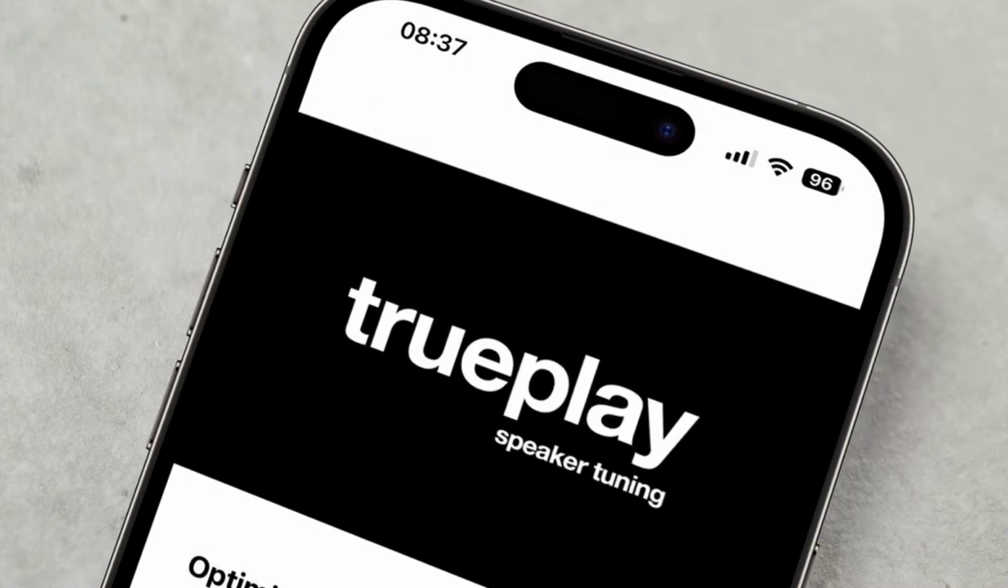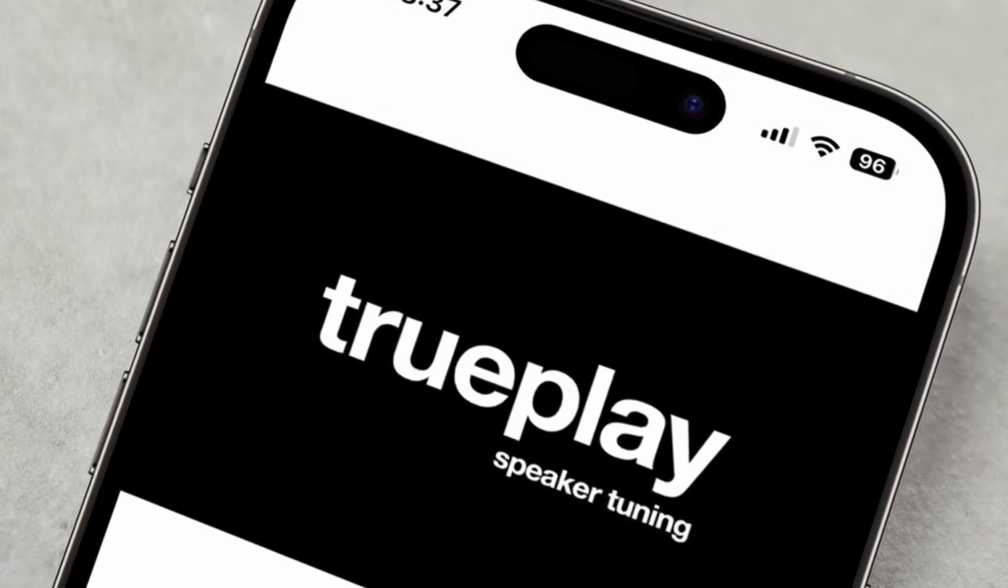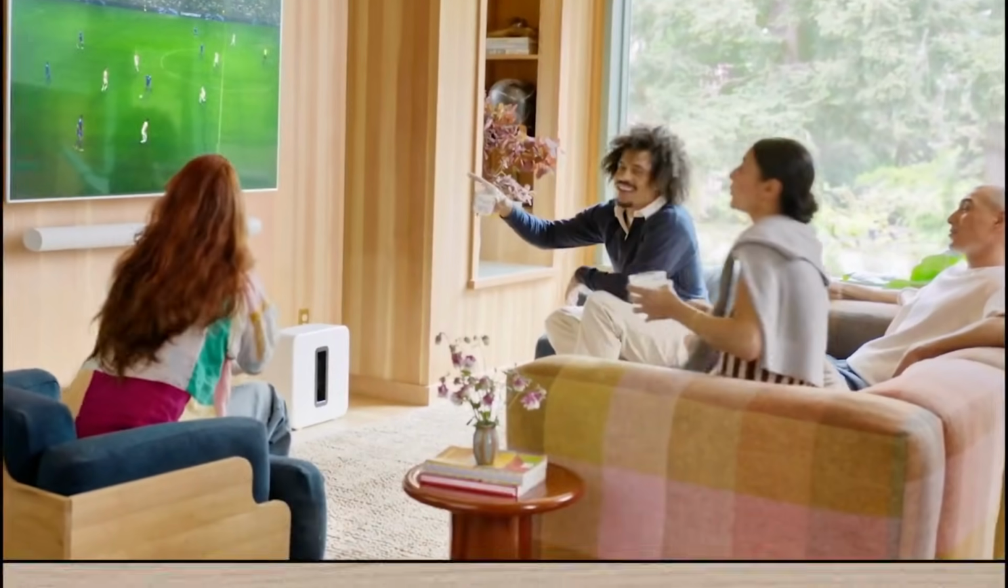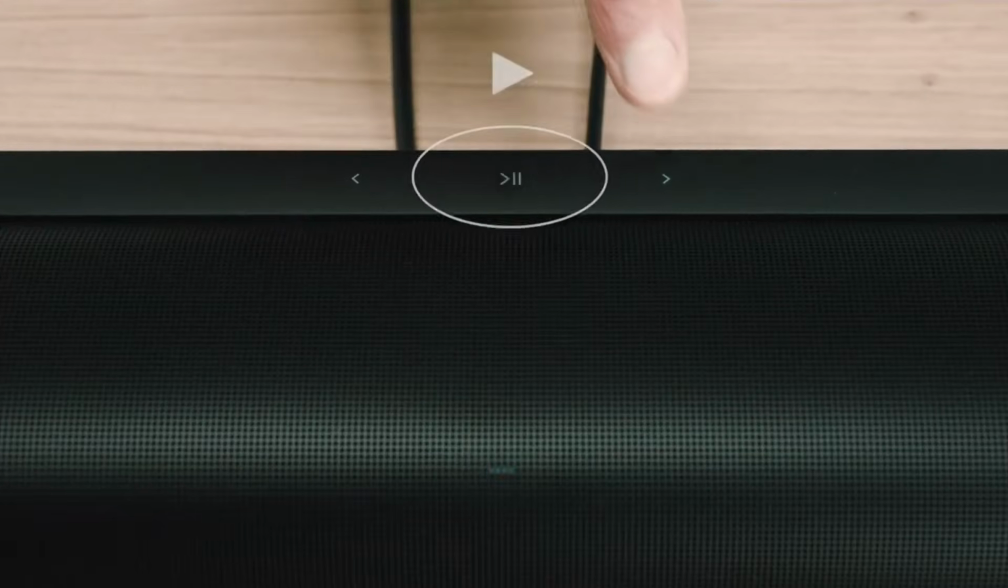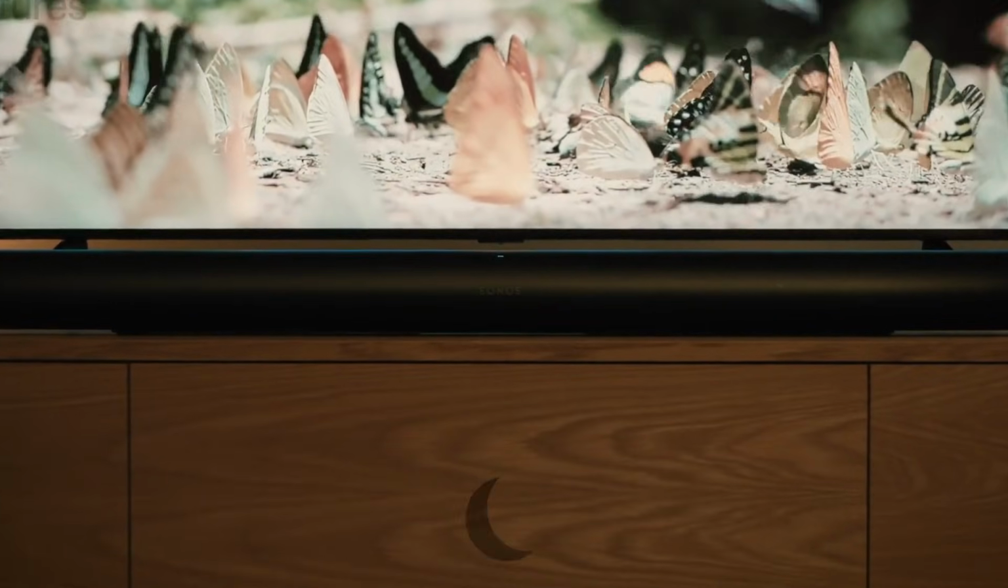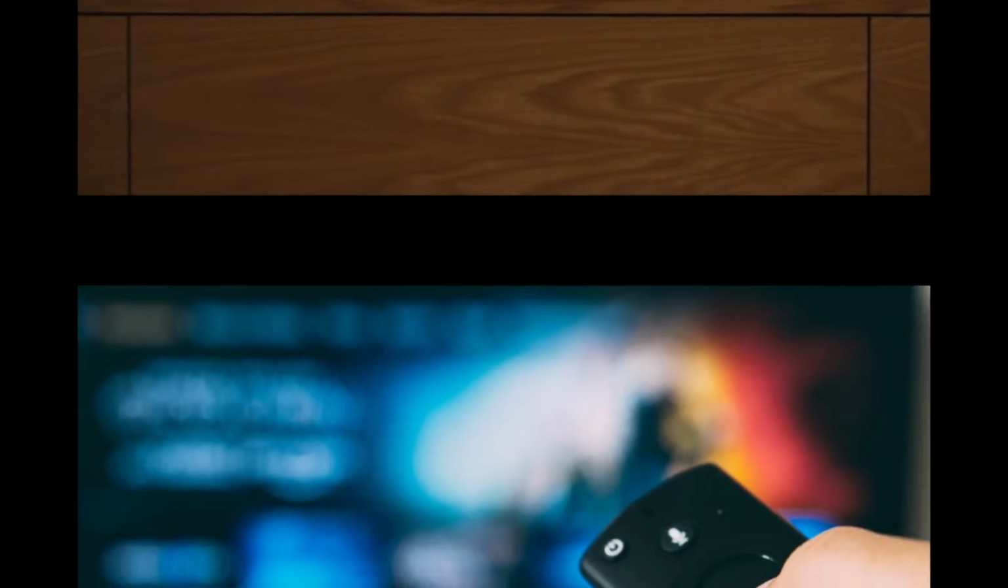TruePlay was created to correct these problems by analyzing how sound interacts with your room and adjusting the system's frequency balance, spatial spread, and height projection accordingly. During testing, the difference between a calibrated soundbar and a non-calibrated one was dramatic. Without calibration, dialogue often sank backward, losing clarity under effects and bass.